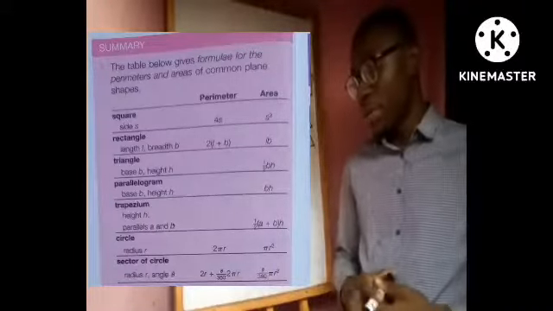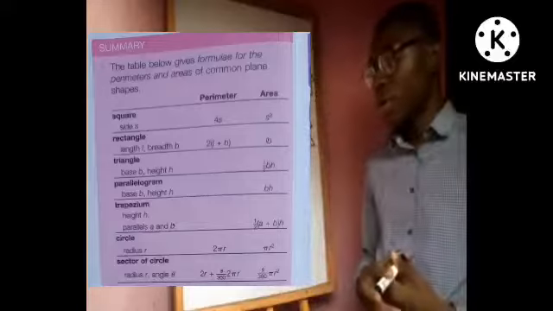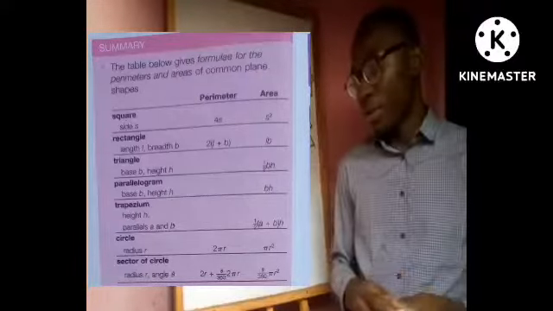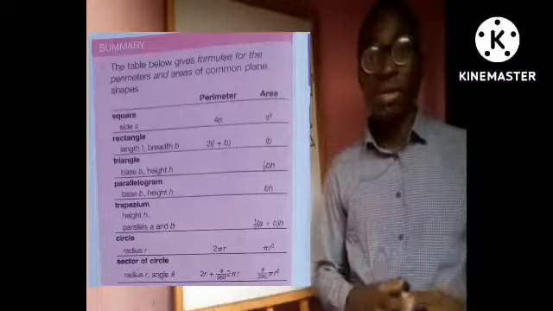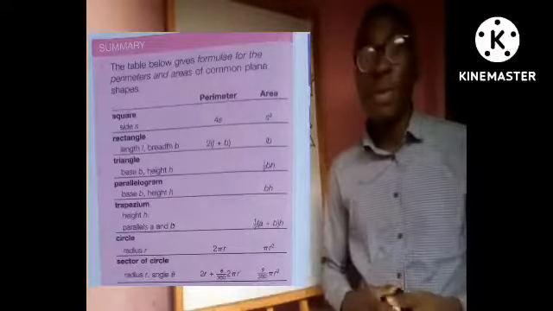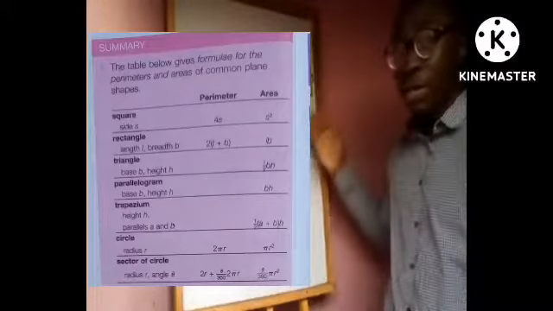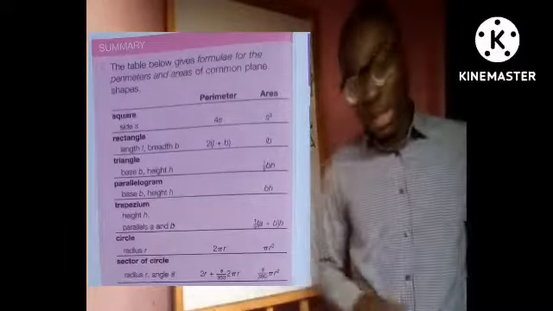You can see that on this table, and you can also see your trapezium. Though it's not included here, a trapezium has a perimeter of the sum of all the sides. When you add all the sides, that's the formula. Some of them don't have the formula here, you just sum the sides, like your triangle. As I said earlier, a + b + c. That's the summation of all the sides given.